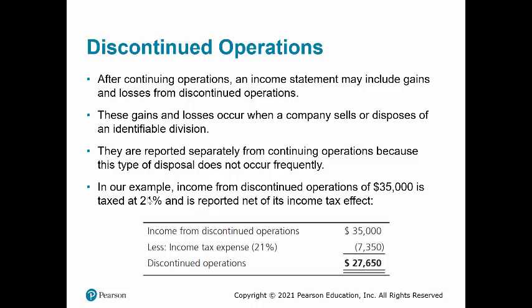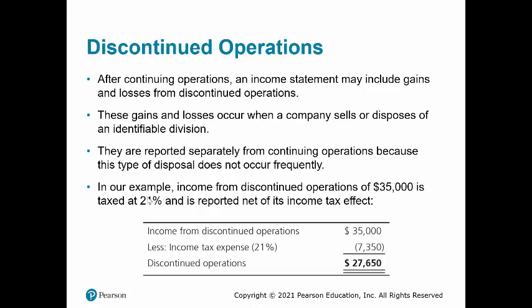Now, we noticed when we looked at the income statement that it was net of tax. The tax rate in this case was 21%. So you multiply the income from discontinued operations by the tax rate, and then you report it at that net amount. Now, if it had been a loss, then you would also multiply it by the tax rate, and that would actually be income tax savings on the loss. So that reduces the loss.